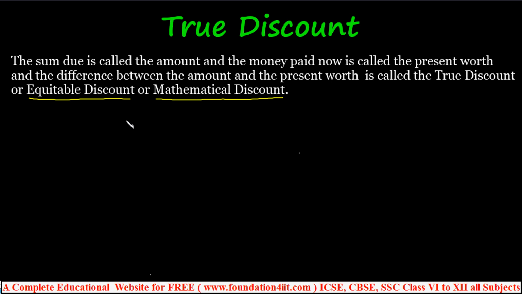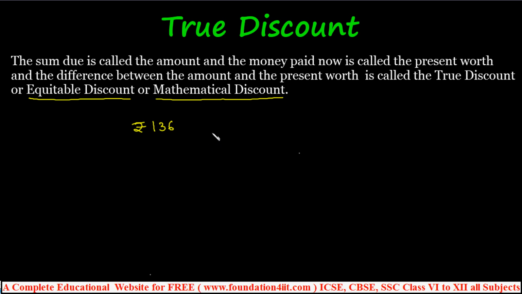Suppose a sum, say rupees 136, is due 3 years hence. Now the borrower wants to clear off the debt right now. The question arises, what money should be paid now? So 136 rupees is due in 3 years. What amount must you pay?